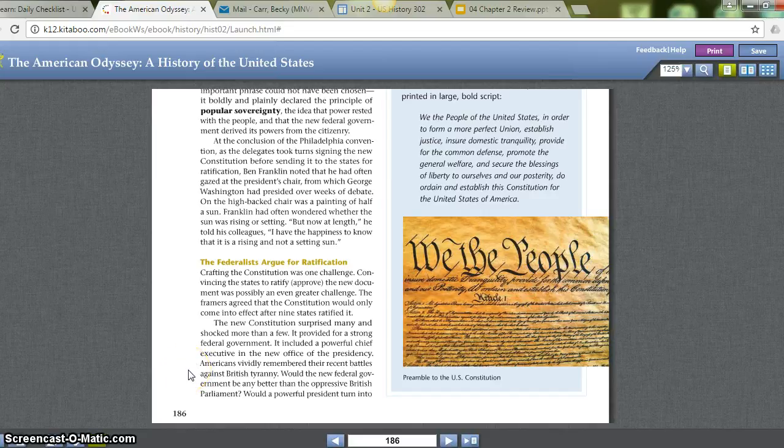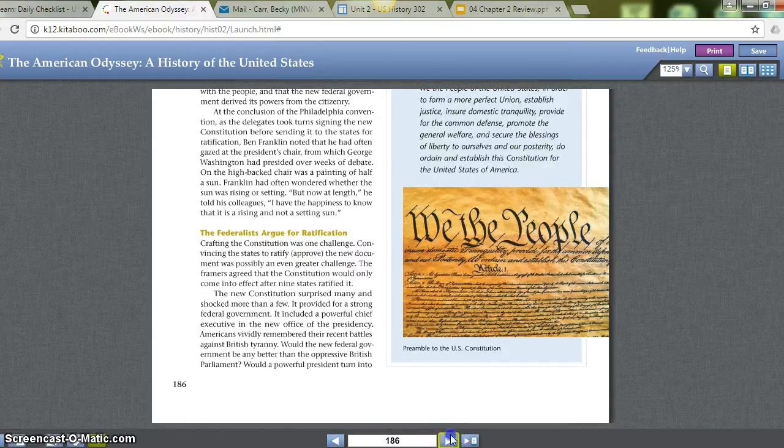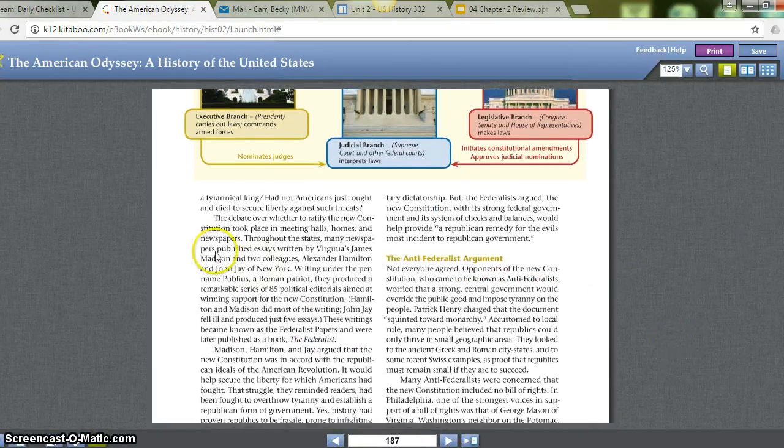Americans vividly remembered their recent battles against British tyranny. Would the new federal government be any better than the oppressive British Parliament? Would a powerful president turn into... Let's turn the page. ...turn into a tyrannical king? Had not Americans just fought and died to secure liberty against such threats? The debate over whether to ratify the new Constitution took place in meeting halls, homes, and newspapers.